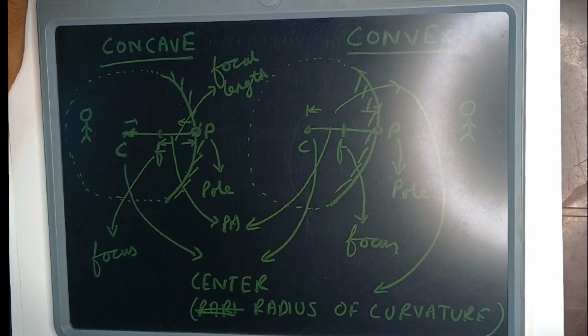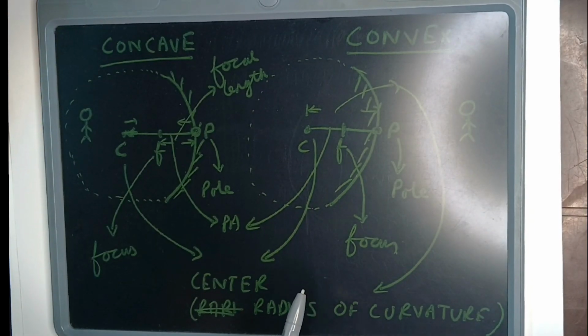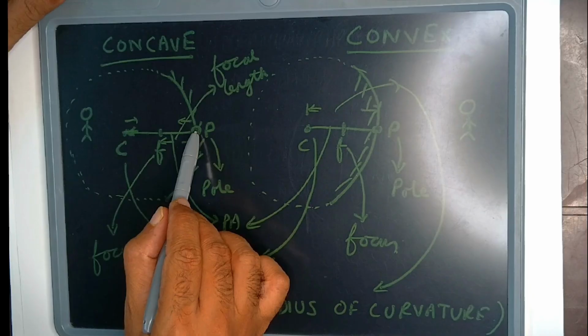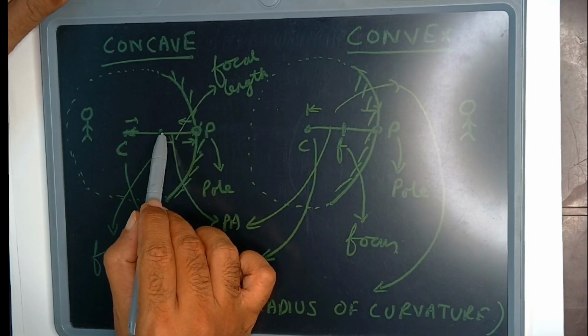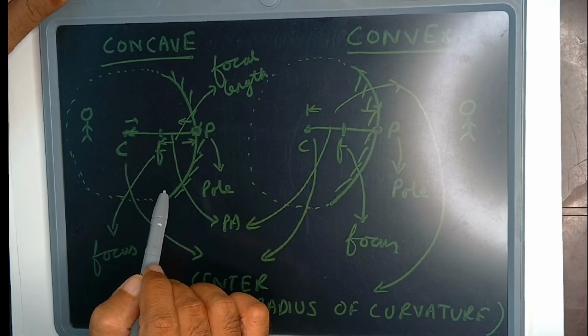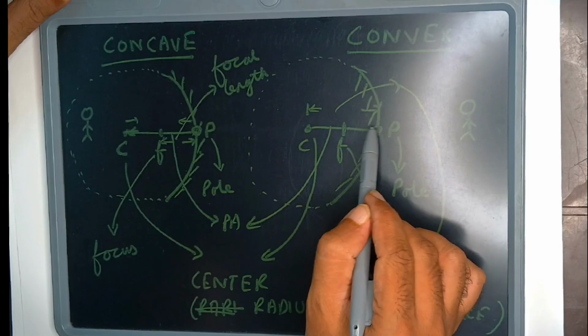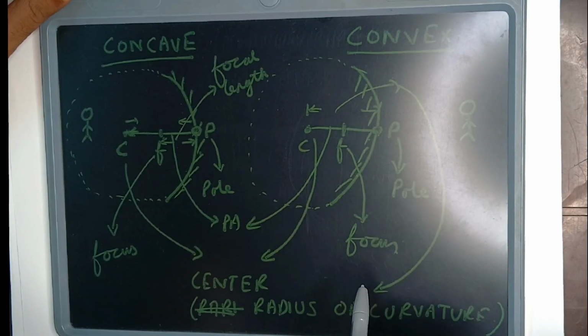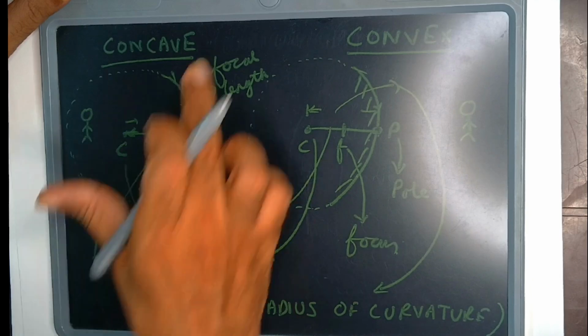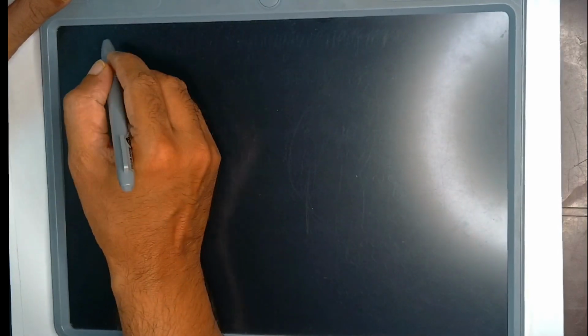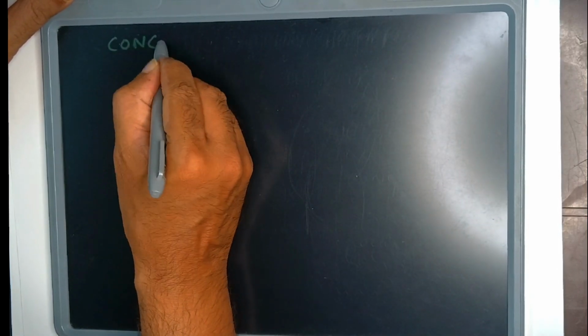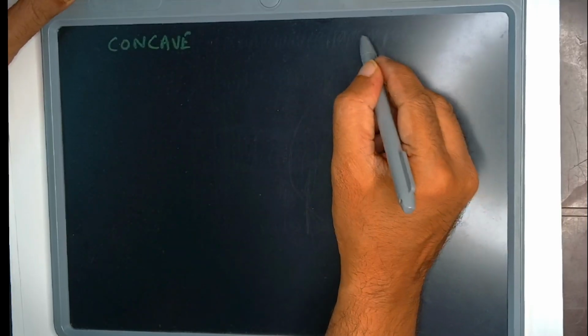Now we'll see how the actual denotations are. Whether the length from the pole to focus is positive or negative. The distance from pole to focus, is it positive or negative? Let's take a fresh slate. I'll draw it again. Concave, convex.